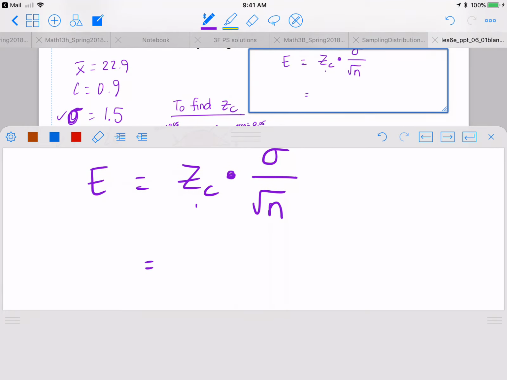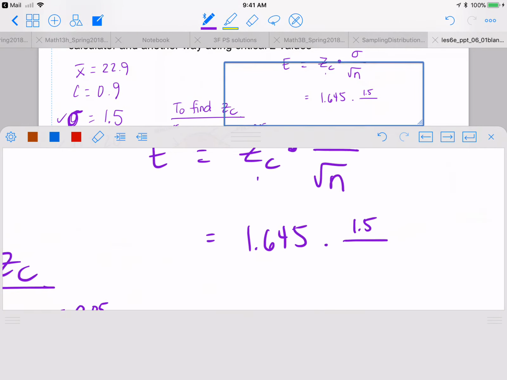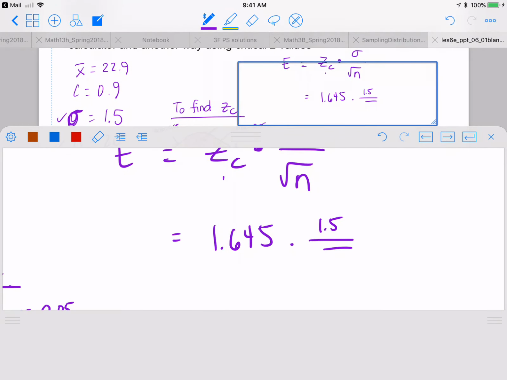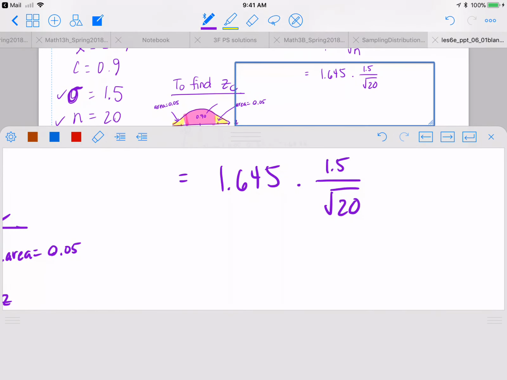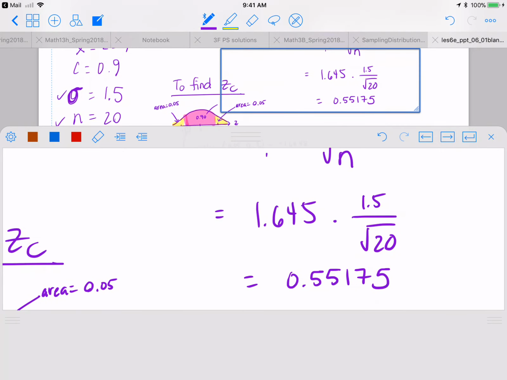So we know our critical value is 1.645, and our sigma is 1.5, and n is what's n? N is 20, so we need 1.5 divided by the square root of 20. And what will that get us? 1.645 times 1.5 divided by the square root of 20. So we'll have 0.55175. Okay, so this is E.